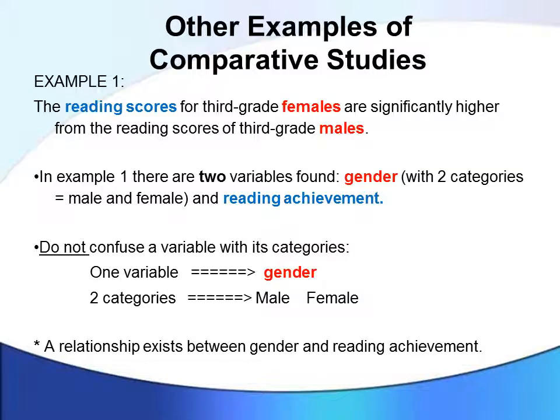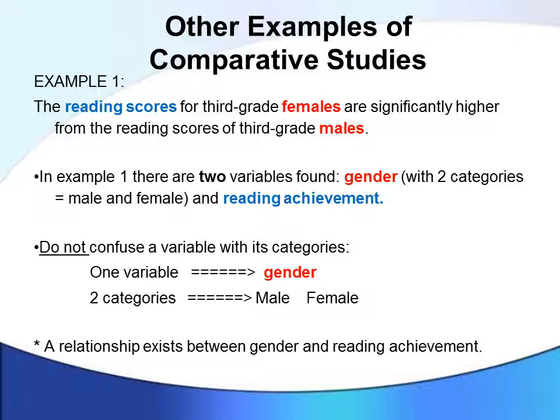The next 2 slides will provide 2 comparative study examples. I will point out the variables in the study and explain what the results indicate. In the first example, a study found that the reading scores for 3rd grade females are significantly higher than the reading scores of 3rd grade males.